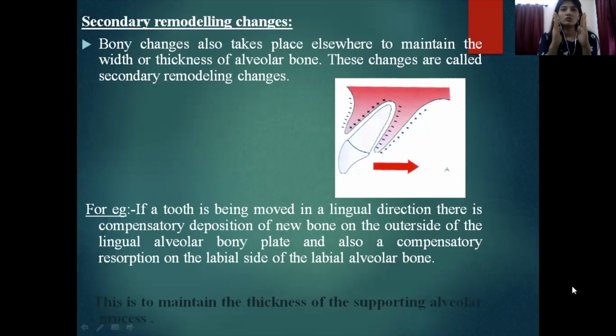If the tooth is going to move in this direction, then there is resorption on this surface. So the thickness of the plate is going to get reduced. Okay. If the controlled forces are acting, then there is proper bone resorption and bone deposition on both sides or both walls of the socket. If it is not going to happen, then the tooth is moving in this direction, this side of bone is going to get thinner and thinner, and the tooth will move out of the socket.